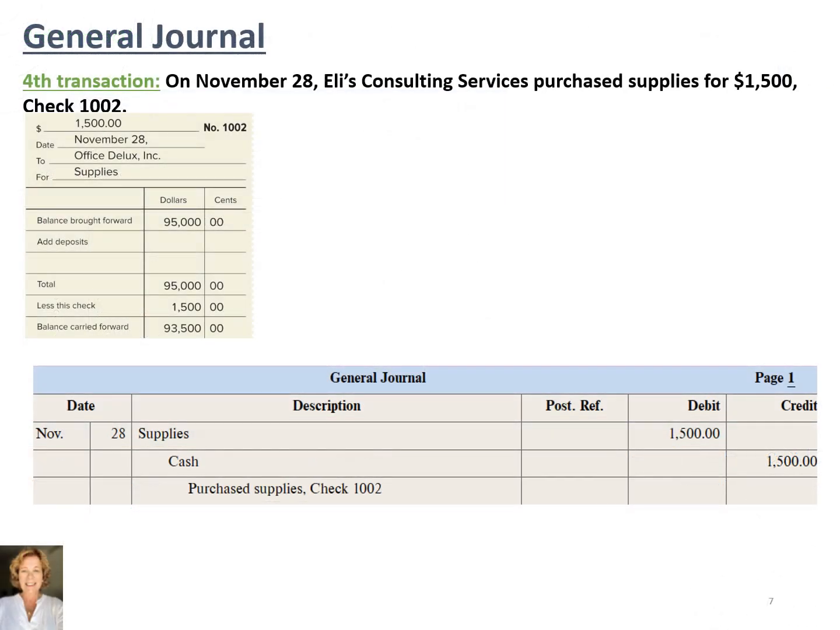On November 28th, Eli's Consulting Services purchased supplies for $1,500 with check 1002. Again, this is not proper documentation. We don't have an invoice. In fact, we don't even know if supplies were purchased. We also don't have a copy of the check. This would not pass during an audit, and I would be concerned if a business owner provided this as a receipt.